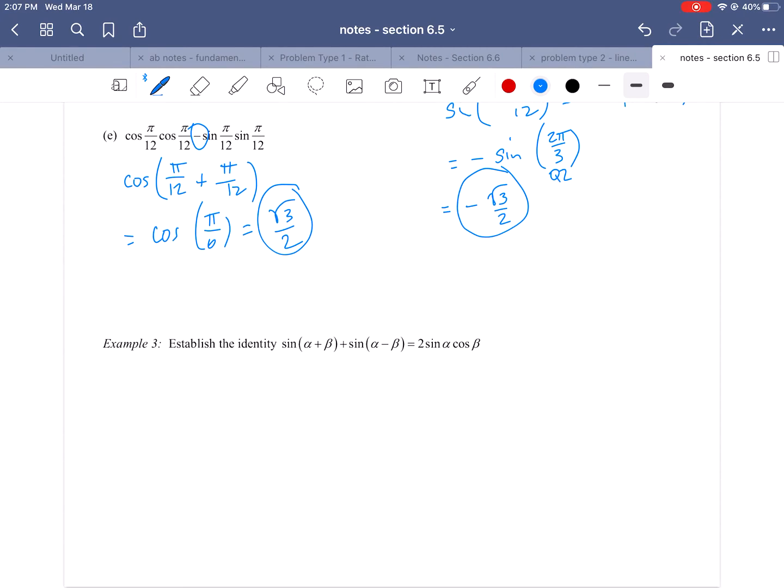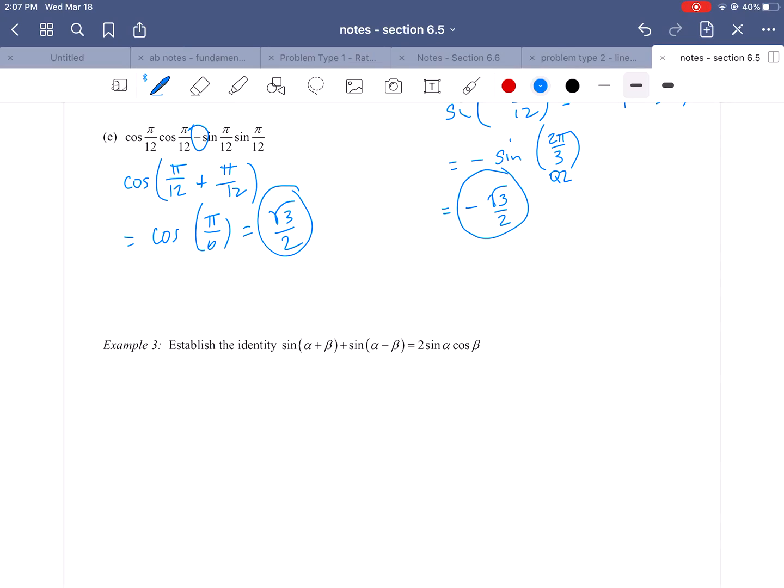Okay, last problem, we're going to prove an identity. So we've got sine of alpha plus beta plus sine of alpha minus beta, and we want to show that that equals 2 sine alpha cosine beta. Okay, so starting with this term right here, we're going to use our sine of a sum formula, which says sine of the first times the cosine of the second plus sine of the second cosine of the first. And then for this term, we're going to drag that plus sign down there, and we're going to use our sine of a difference formula, which says sine of the first cosine of the second minus sine of the second cosine of the first.